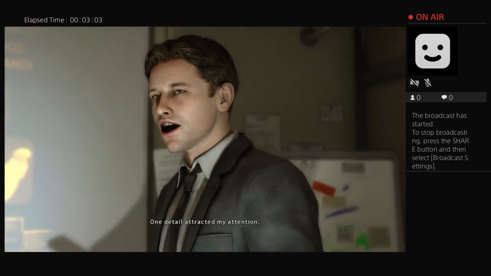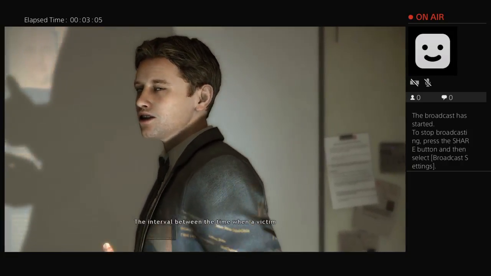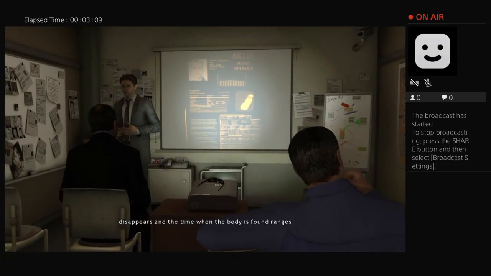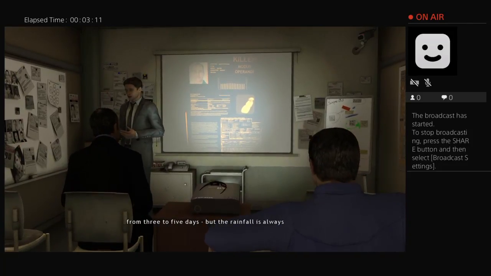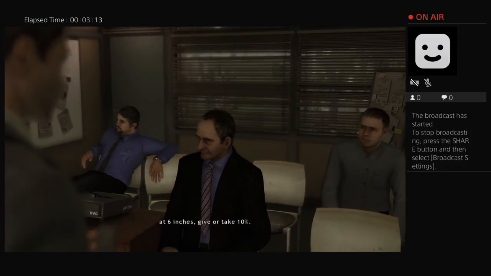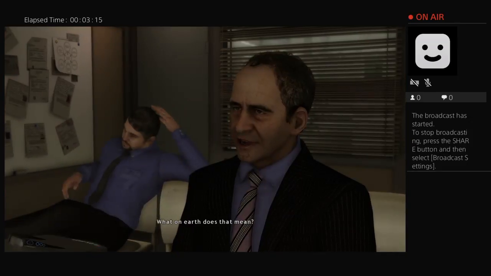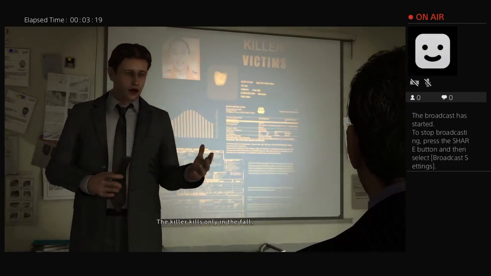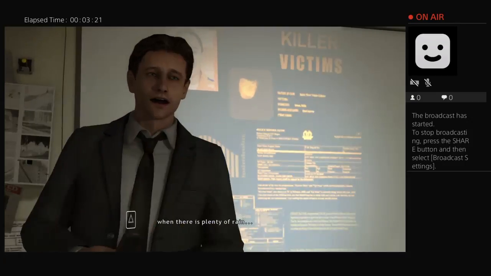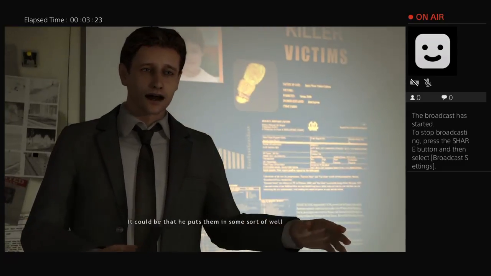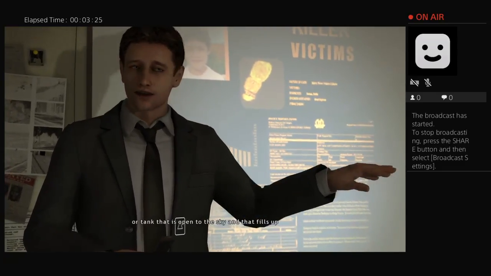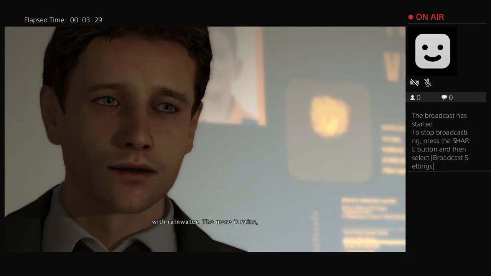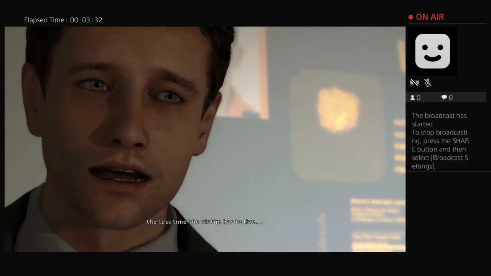One detail attracted my attention. The interval between the time when a victim disappears and the time when the body is found ranges from 3 to 5 days. But the rainfall is always at 6 inches, give or take 10%. What on earth does that mean? All the victims were drowned in rainwater. The killer kills only in the fall when there is plenty of rain. It could be that he puts them in some sort of well or tank that is open to the skies and that fills up with rainwater. The more it rains, the less time the victim has to live.